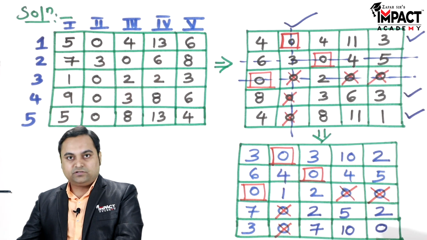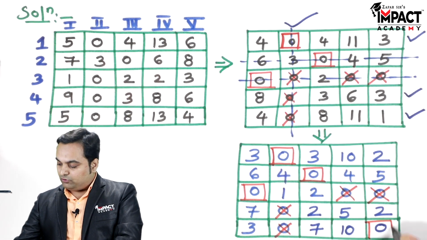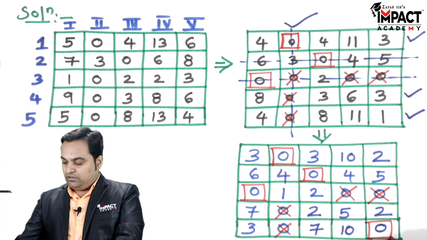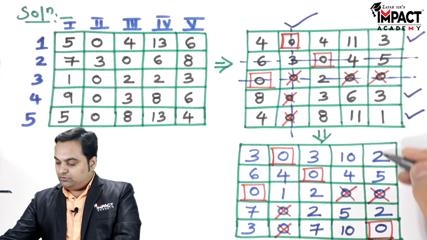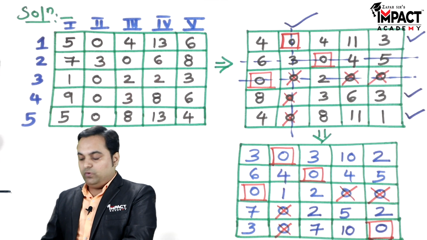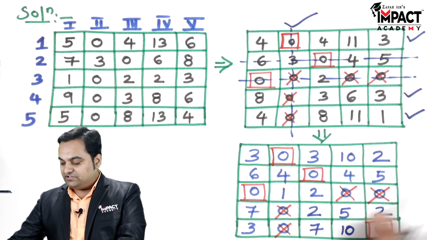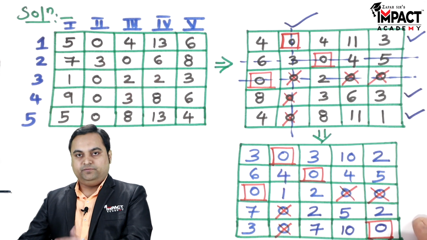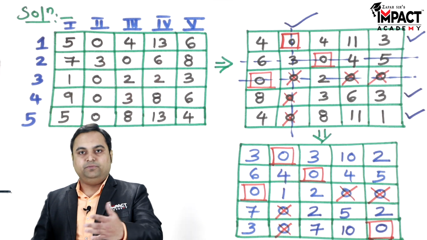Then at last, in the fifth row, fifth column, a 0 is assigned. But there are no other zeros in this column or row. So this assignment is correct. But even now when we see here, there is a row which is left without any assignment. So it means the problem is incomplete. We have to complete the problem.